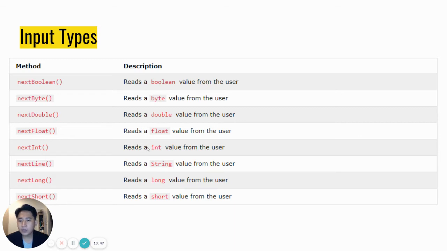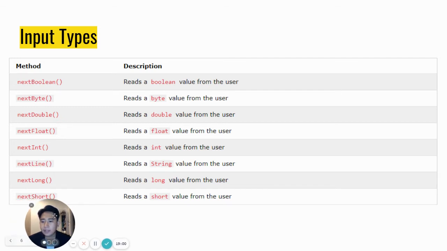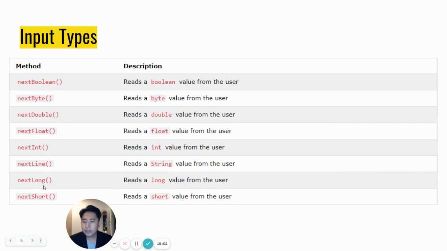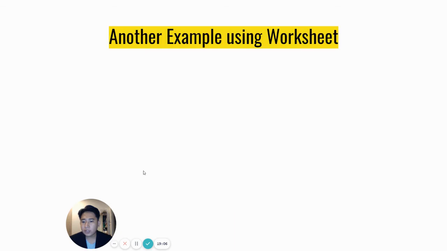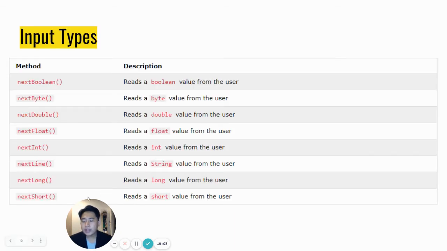And then if you're going to read int, the method is nextInt. And then this is the example earlier. If you're going to read a string, it should be nextLine. And then if you're going to read long, the method will be nextLong. And if you're going to read short, the method will be nextShort.